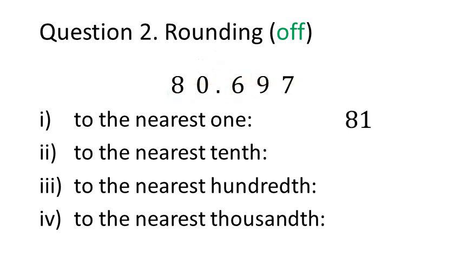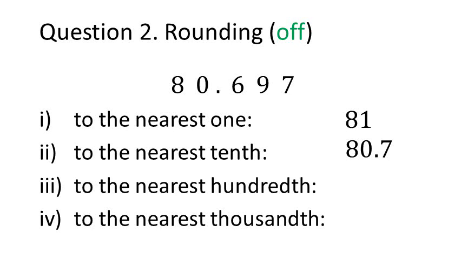The second question is to round to the nearest tenth, which means round to 1 decimal place. So the answer will be up to 1 decimal place, and we need to check the next digit, which is 9. Since 9 is greater than 5, we need to round up. So we need to add 1 to the digit 6, which becomes 7. Then discard others. So the answer will be just 80.7.